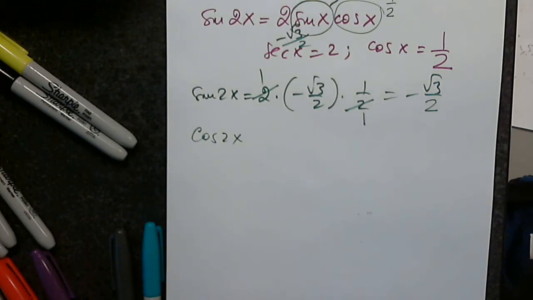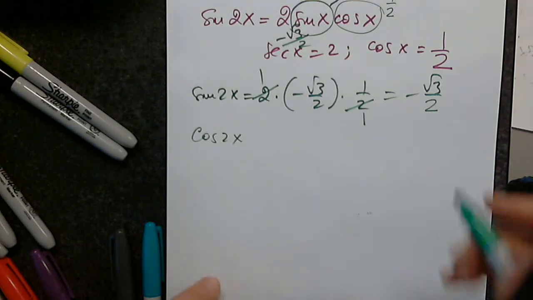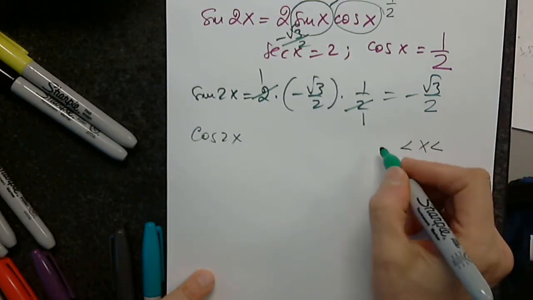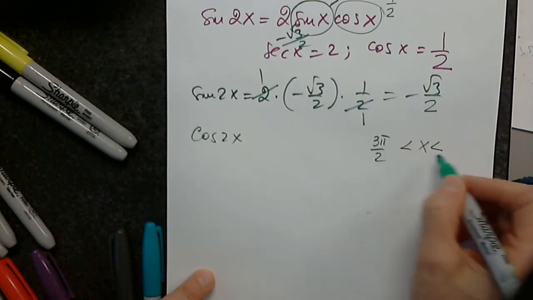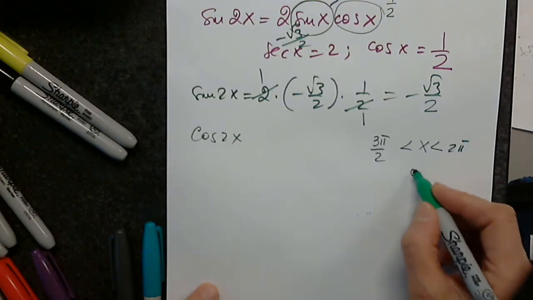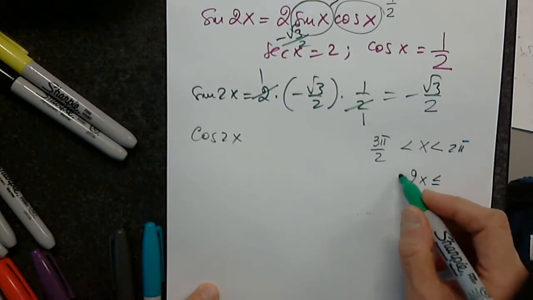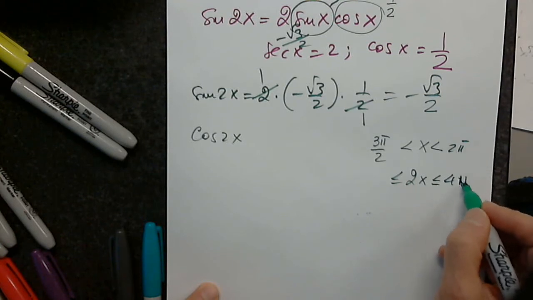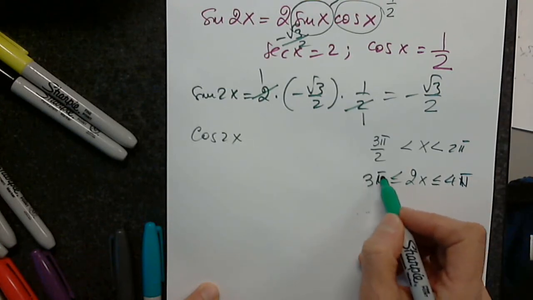But I do have a problem. I don't know if it's positive or negative, because I don't know where twice x is, even though x is in the fourth quadrant. Let's discuss that, very important. If x is in the fourth quadrant, it means that it's between 3π/2 and 2π. Let's multiply all three sides by 2, so let's see where the angle twice x is. So 3π and 4π.